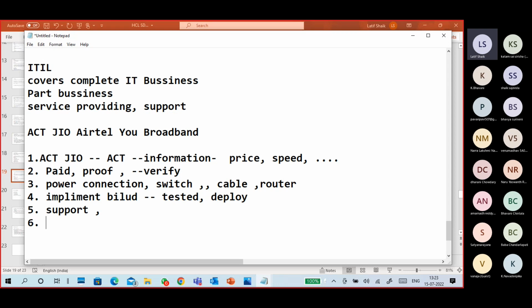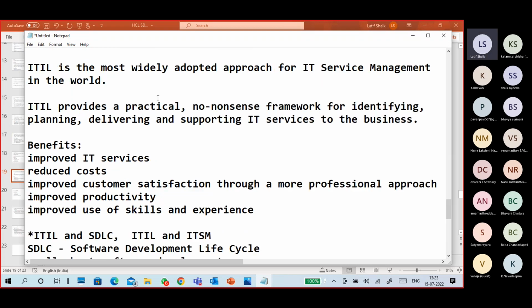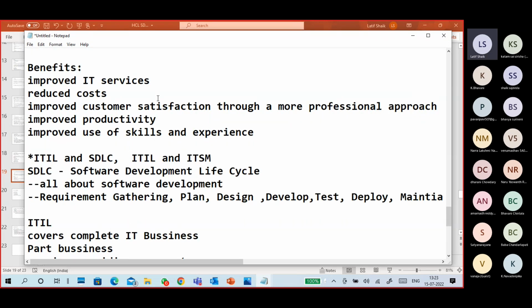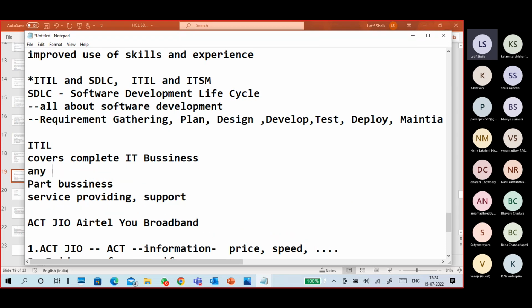So I told a cycle here. Okay, I told a cycle here. So the same understanding we can do with ITIL also. Okay, so again, what is a software development life cycle? It talks about software development only, but ITIL is about any IT organization, the complete IT business. So ITIL is for any type of organization or any type of IT service provider, IT support, any part of IT businesses.